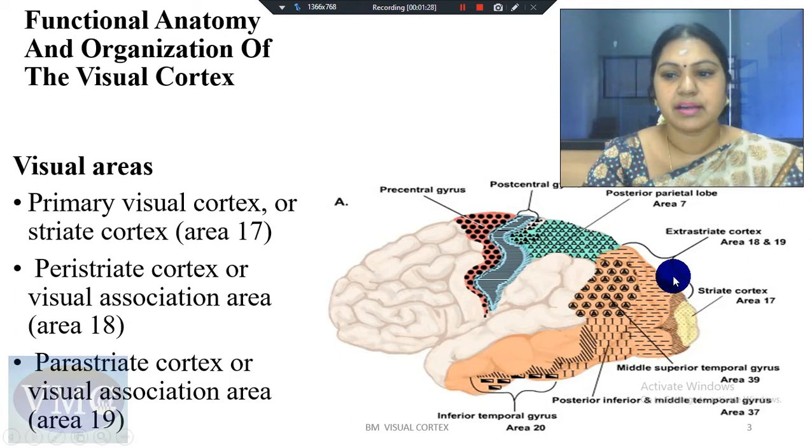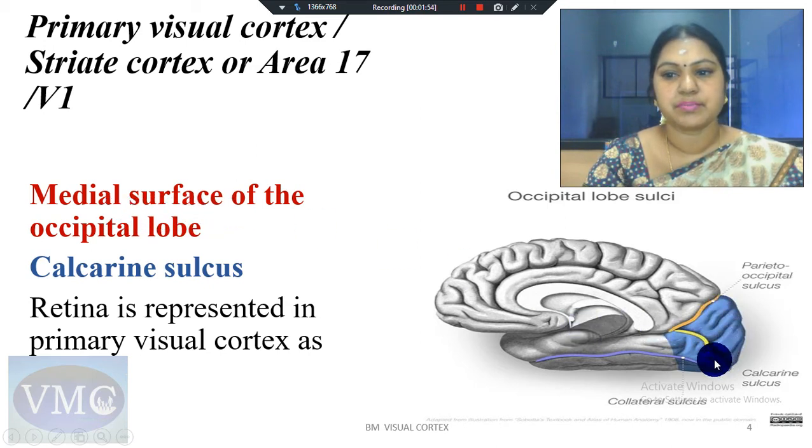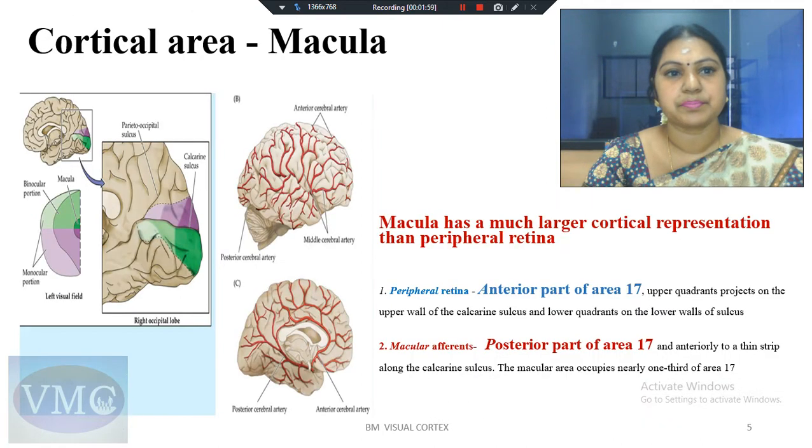In this diagram, you can see the striate cortex here in the occipital lobe, the area 17. You can also see the association areas, which are extrastriate areas. So the primary visual cortex or striate cortex or area 17, Brodmann's area 17, also called V1, is present along the calcarine fissure. It is present along the medial surface of the occipital lobe. So here it is, the medial surface of the occipital lobe, along the calcarine fissure.